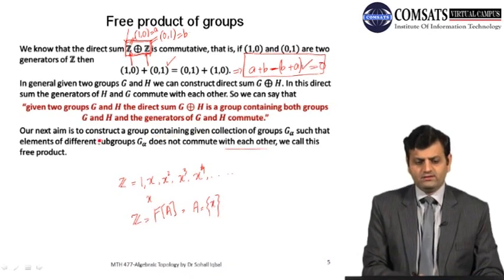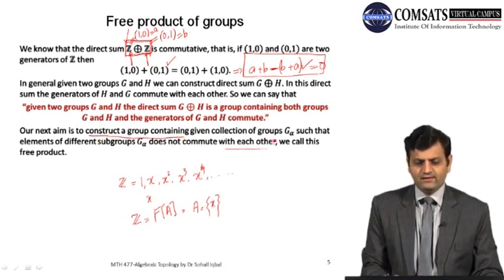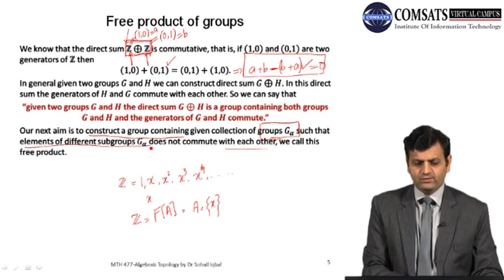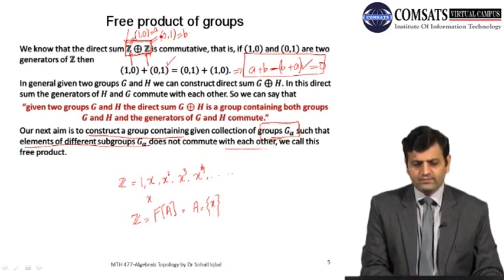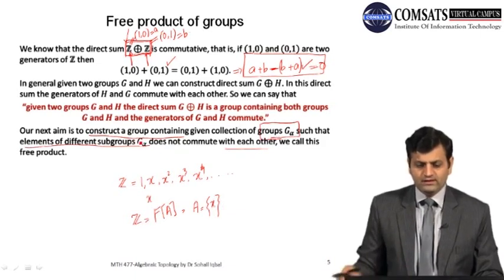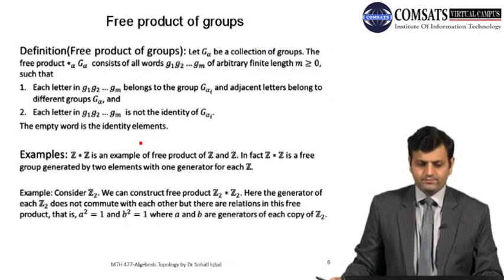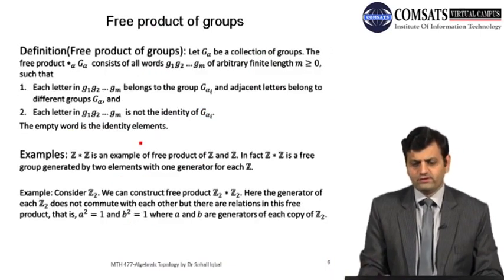Our next aim is basically to construct a group containing a given collection of groups G alpha, such that the elements of different subgroups G alpha do not commute with each other. In this case, once again, the generator of this Z and the generator of this Z commute with each other. We don't want that, and that's what we are going to define next, which is called the free product. So let's see how to define the free product.